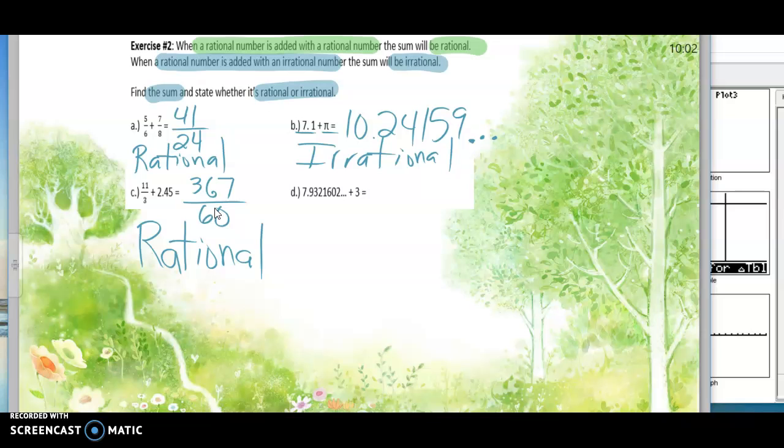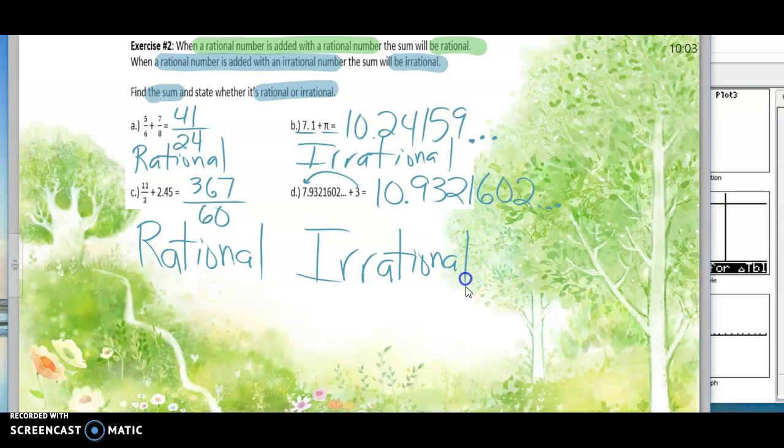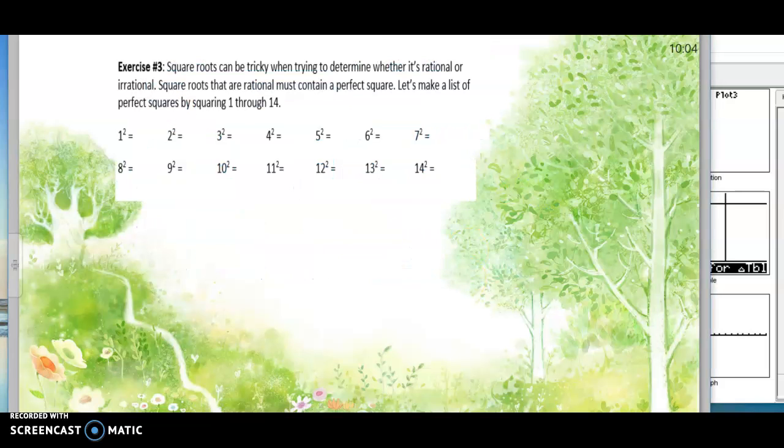Finally, we finish up with a never-ending, never-repeating number, 7.932162, plus a regular old 3. I don't even need a calculator for this, because it's just going to add the 3 to the 7. 10.932162, off into the trees here, never-ending. An irrational number. Okay?